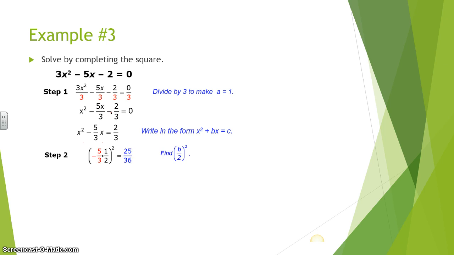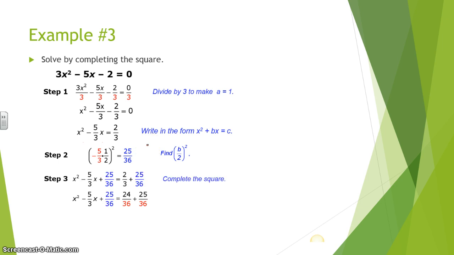Now we find our b divided by 2 squared. So our b here is negative 5/3. So negative 5/3 divided by 2, when you're working with fractions you can't divide, so you take the reciprocal. So that's why they multiplied it by 1/2. So negative 5/3 times 1/2 squared is going to give me 25 over 36.